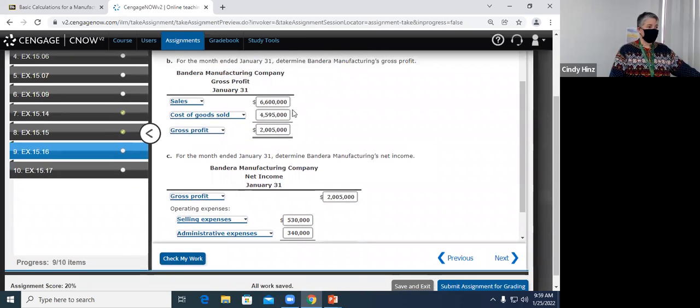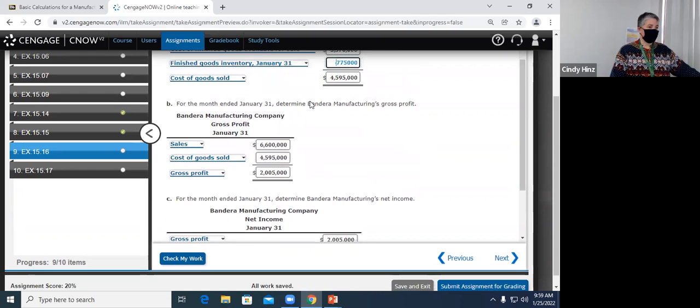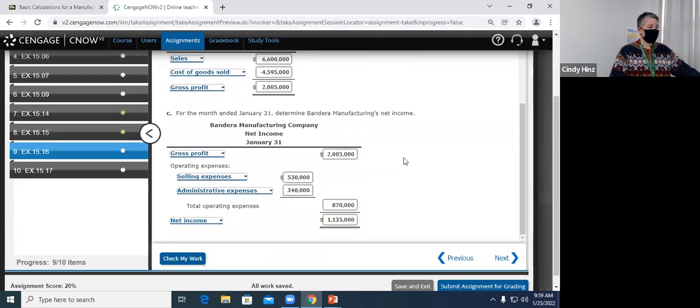Moving on then to gross profit, our sales were given. We just calculated cost of goods sold in part A. So we're just carrying that number down and subtracting to get our gross profit. So again, I could put the negative sign in there if that helps me to remember. And finally, we have that gross profit.